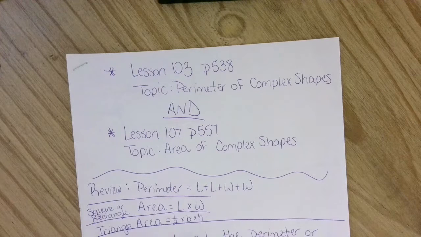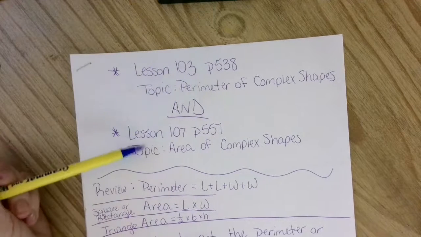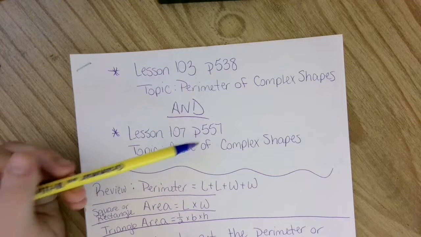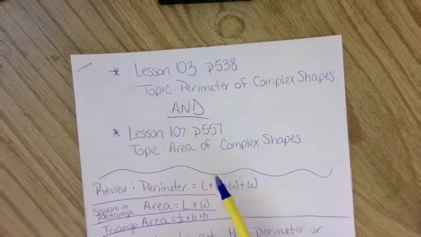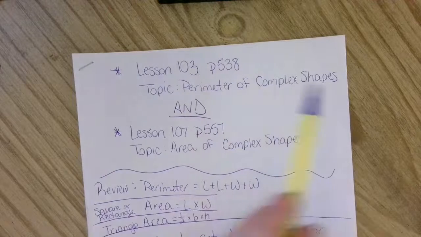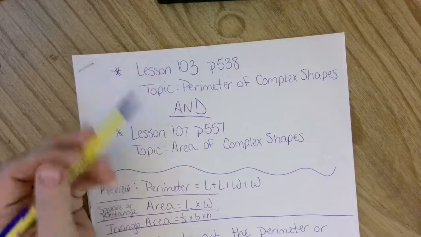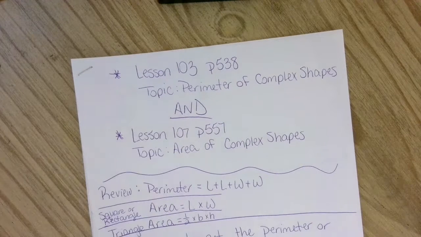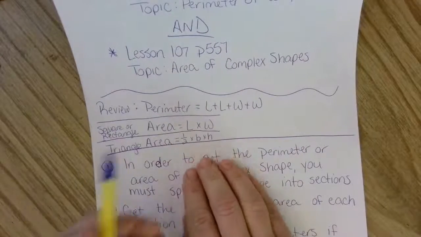Hey guys, so today we are doing lesson 103, which is on page 538, and lesson 107, which is on page 557. The reason why I grouped these two together is because they are both dealing with complex shapes. Lesson 103 is finding the perimeter of that, and lesson 107 is finding the area of that. So just a few little reminders, because this is what you're going to need for your homework.